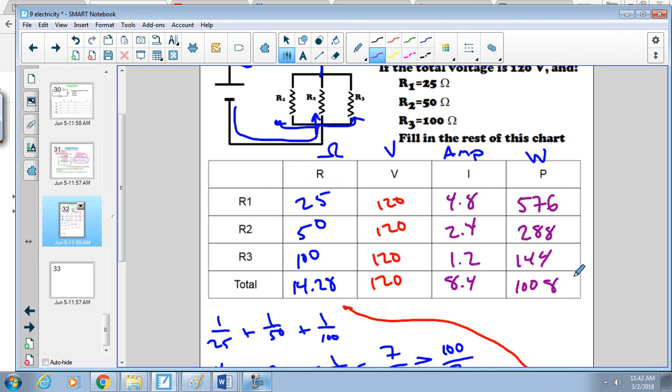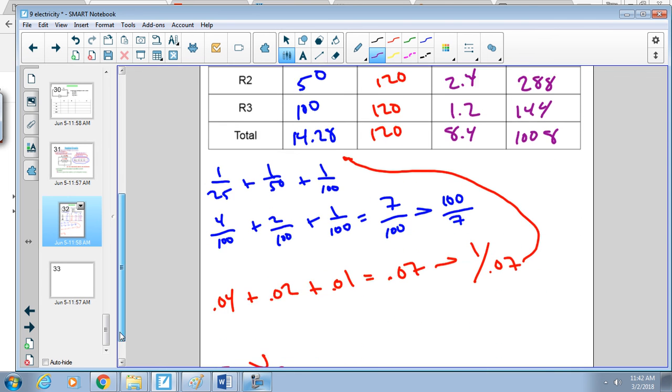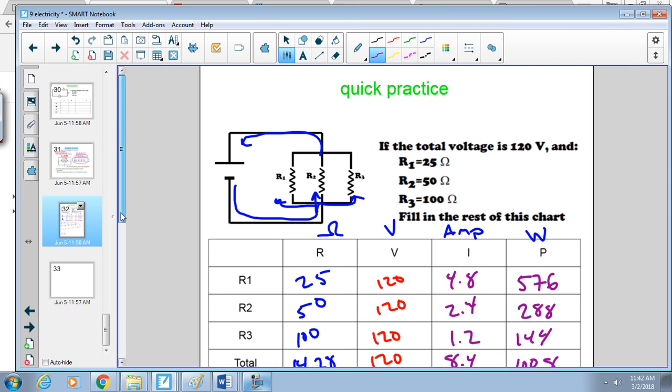Sweet! We should notice that the amount of power that we get out of a parallel circuit is much greater than what we got for our series circuit, like 11 times greater, so that's cool. That's a good fun fact.